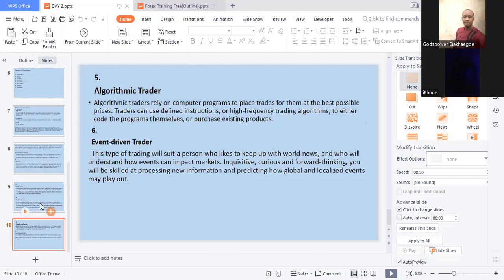Algorithmic trader and event-driven trader. These are traders that rely on computers to place trades for them at the best possible prices. Now, the truth is, I am an engineer before being a forex trader, so I designed a software. I'm designing one. But the reason why I've not finally launched it is because, as an online entrepreneur, you do a lot of things. A lot. Training is going on.